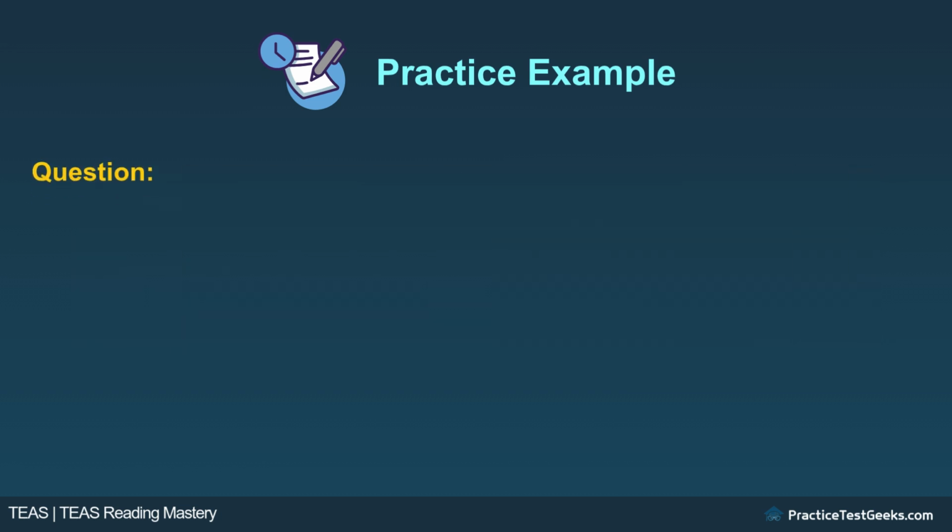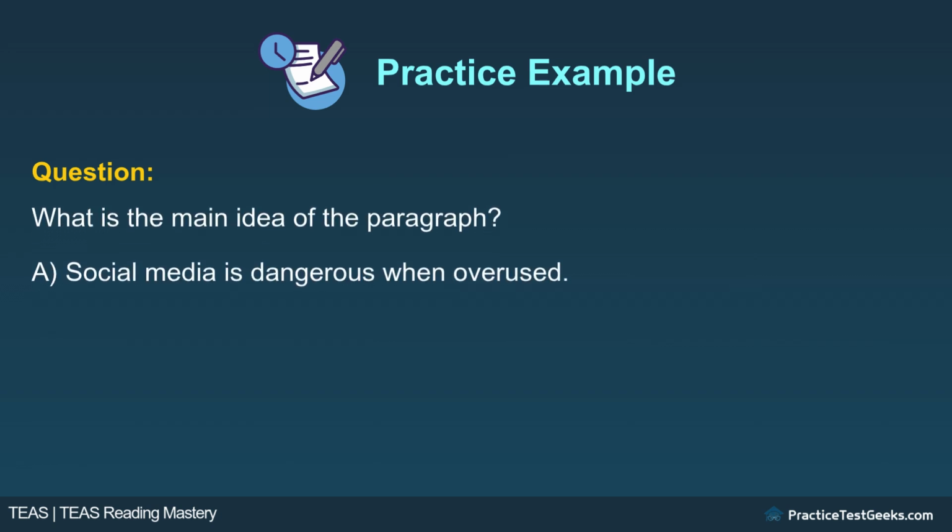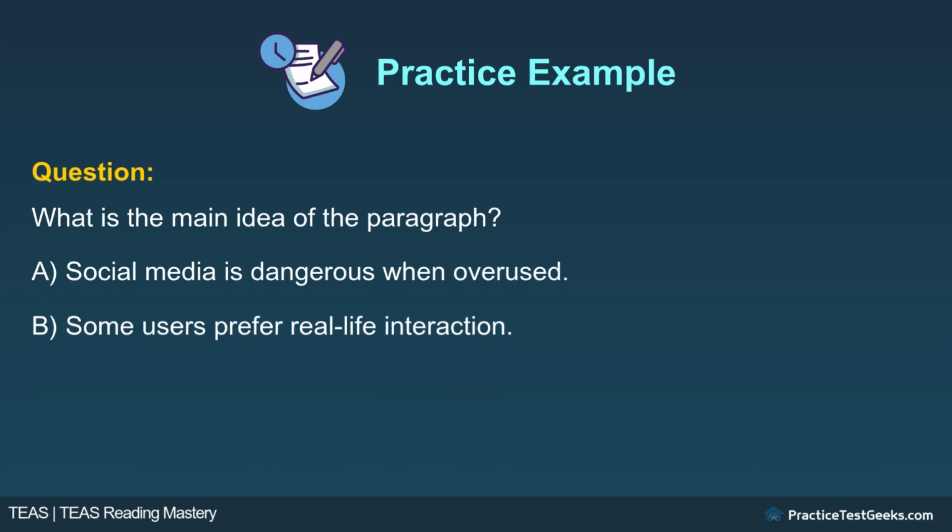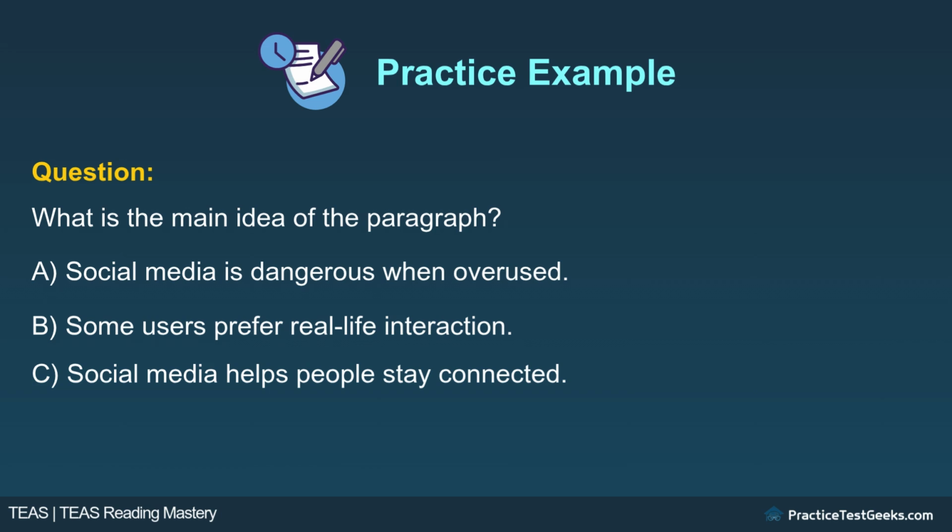Now here's the question. What is the main idea of this paragraph? A. Social media is dangerous when overused. B. Some users prefer real-life interaction. C. Social media helps people stay connected. D. Screen time should be limited. Take a second to think about it.